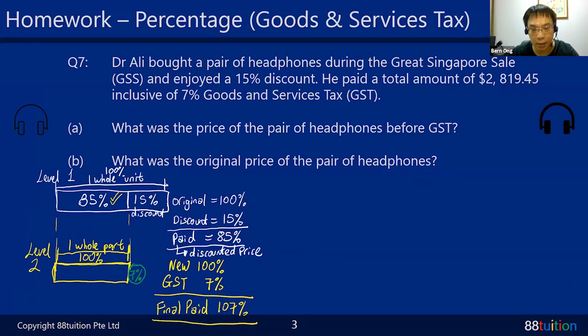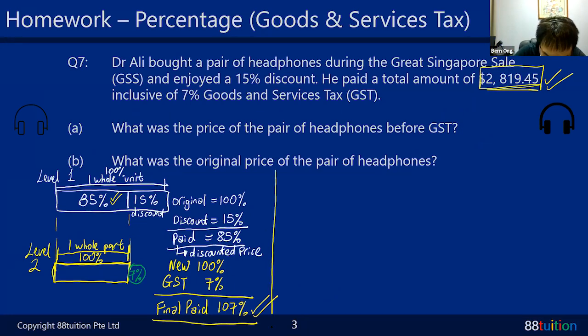It's a new 100%. So at this moment, this amount, 2819.45, is inclusive of the GST, which means that your 107% is also inclusive of the GST. So you are supposed to start from the back. This amount here is the same as the 107%. You have to see the link. It's not a very difficult one. All right, Xiaoling, good. Understand.